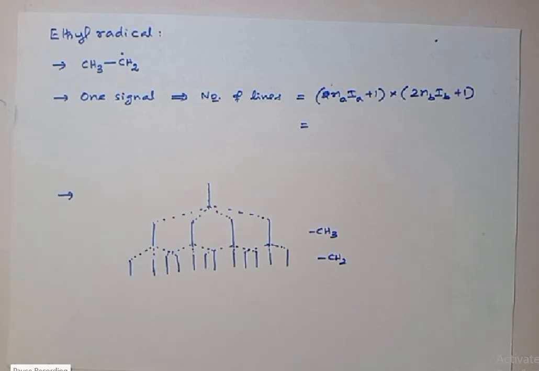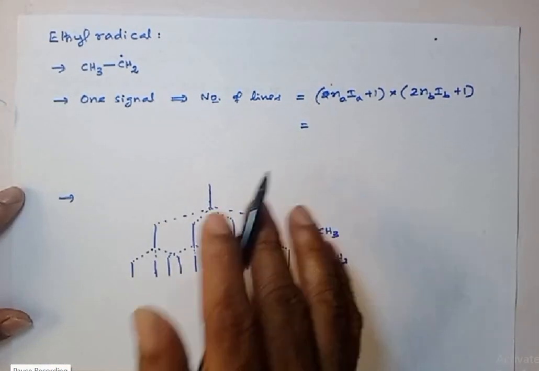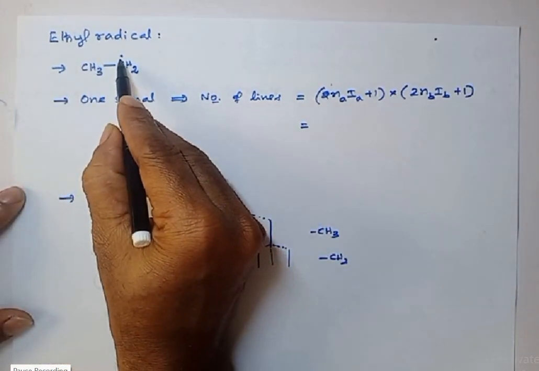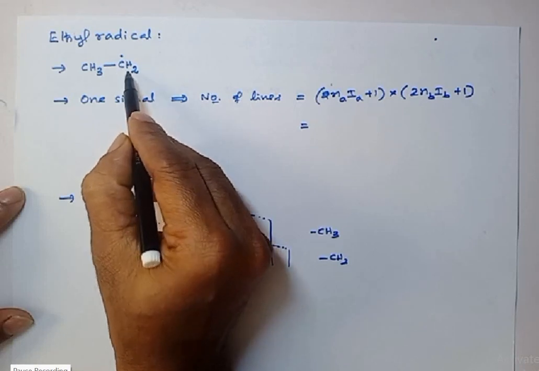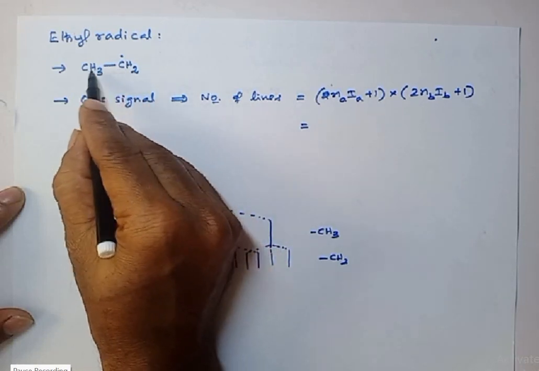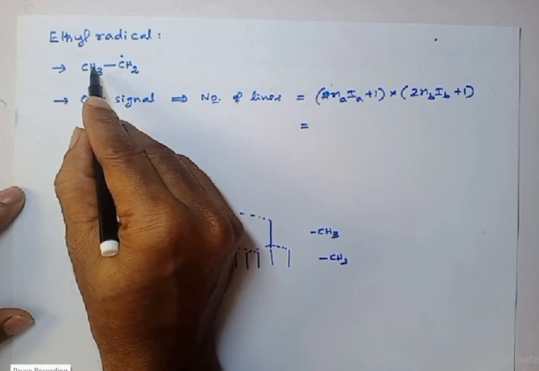ESR spectrum of ethyl radical. In the ESR spectrum of ethyl radical, the odd electron is present in this carbon, which has 2 hydrogens, and the next carbon, which is covalently connected, which has 3 hydrogens.